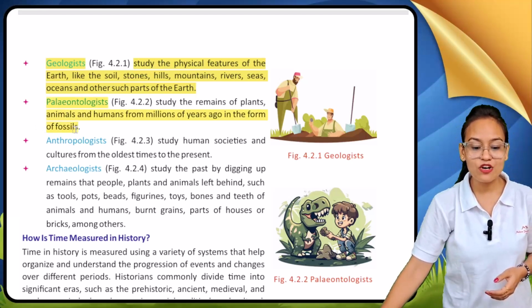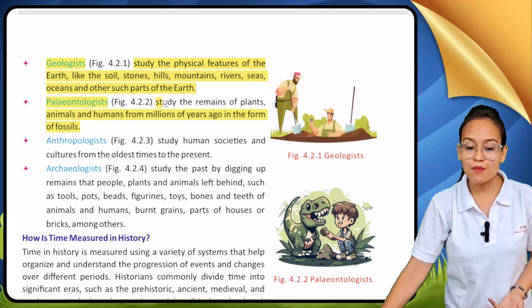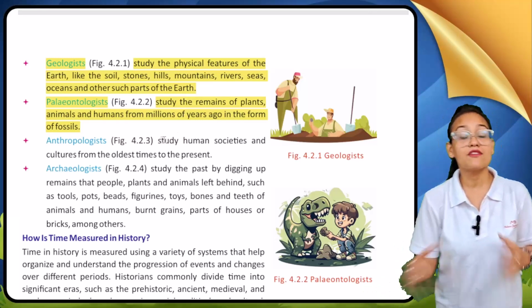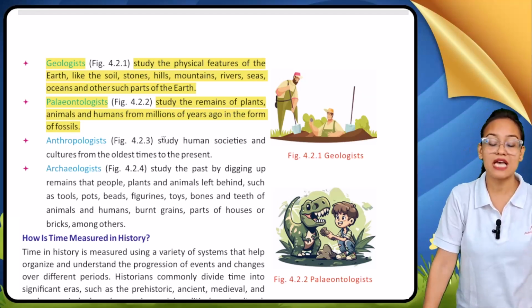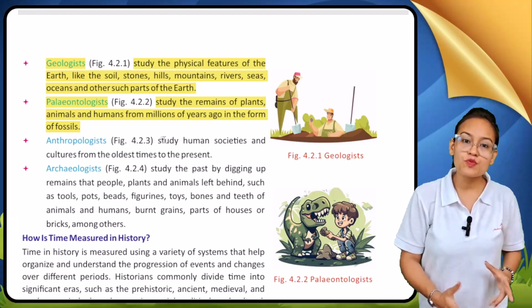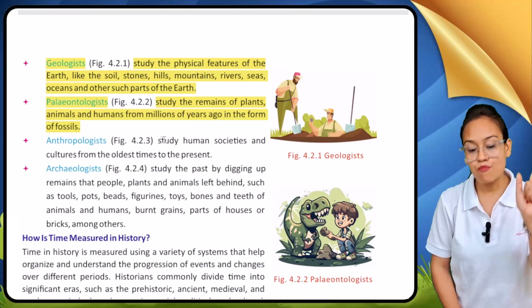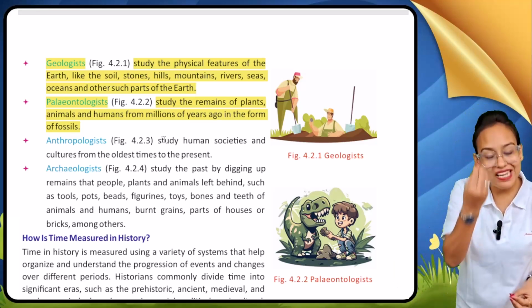Paleontologist. What is the meaning of paleontologist? Paleontologists are a group of people who study the remains of plants, animals and humans from millions of years ago in the form of fossils. Geologists are those persons who study only the physical features of our planet Earth. Paleontologists are the persons who study the remaining fossils.